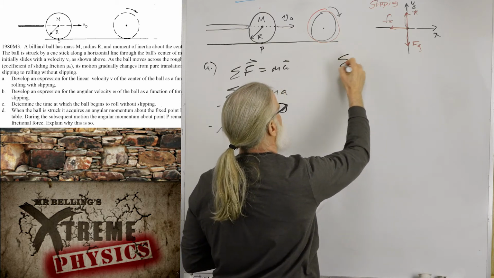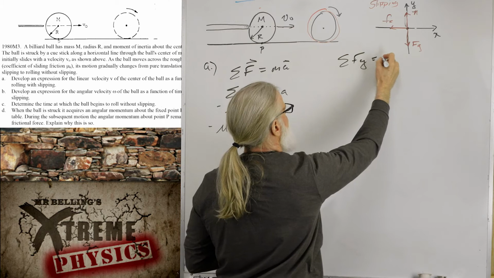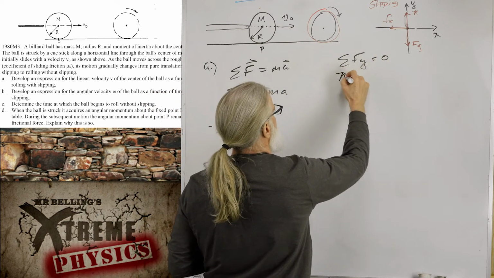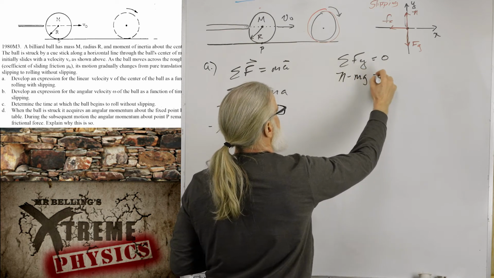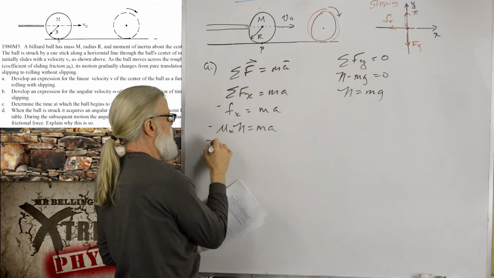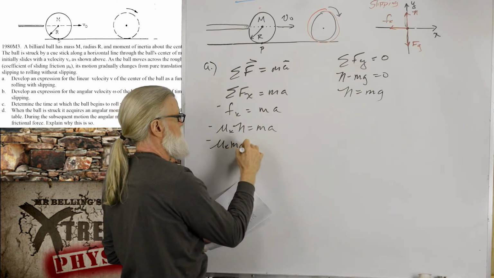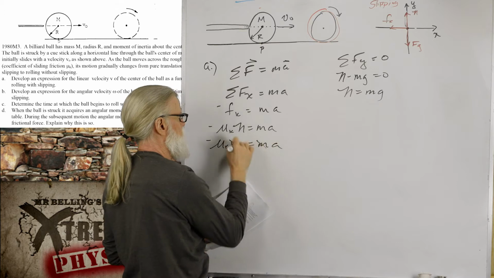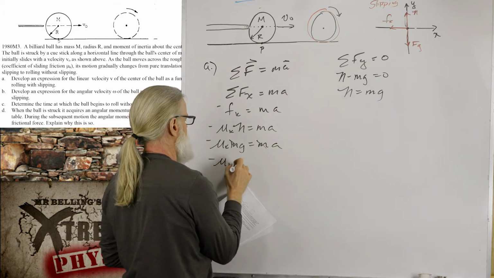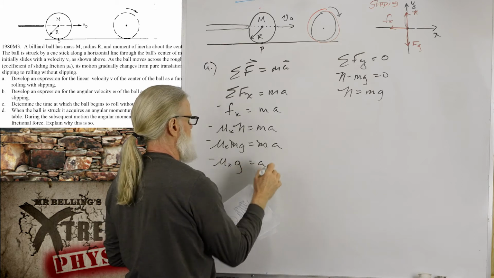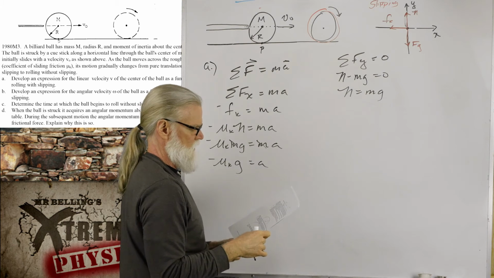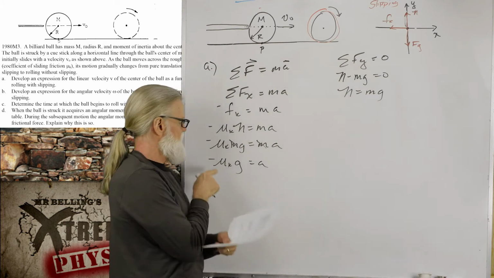We're going to sum the forces in the y. The sum of the forces in y equals 0. It's not accelerating up or down. So we have normal minus mg equals 0, so the normal force equals the weight. So minus mu k mg equals ma. I guess our acceleration is mu k g to the left. So that's the acceleration.